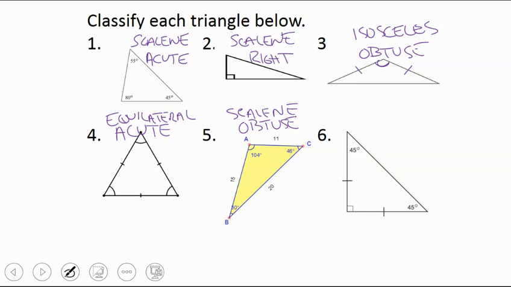So let's look at our last one here. I see the right angle. I know it's a right triangle. So next, I'm going to look at its sides. I look at these sides, and I can see 2 sides are equal because they've got the tick marks there. So if it has 2 equal sides, that means it is isosceles. So it is an isosceles right triangle. So we've classified each triangle. All right, that is it.